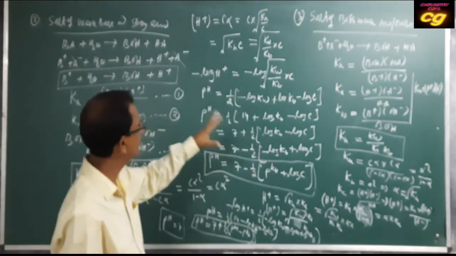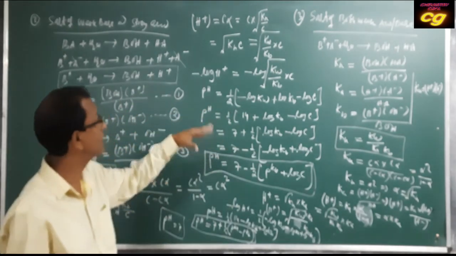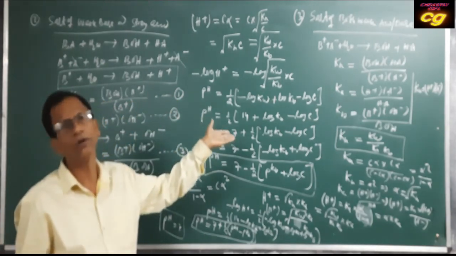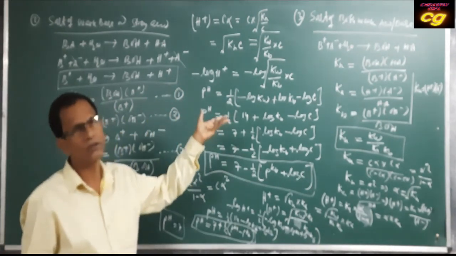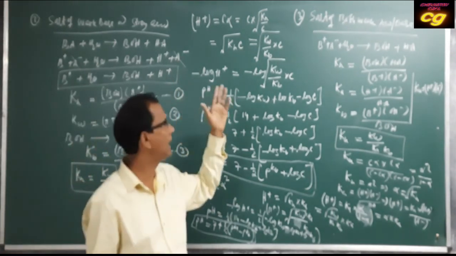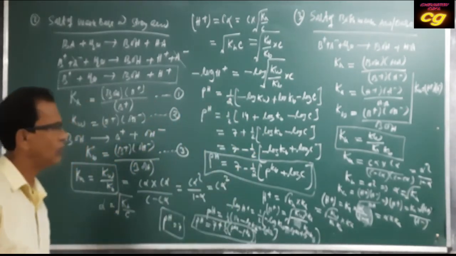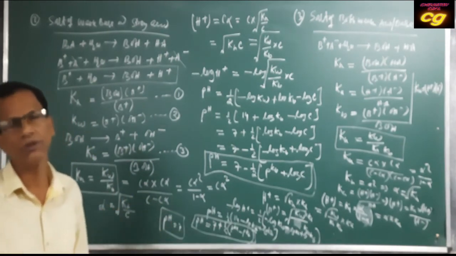So in this way, practice the numerical calculation, and the derivation is very important. The relation of Kh for weak acid and weak base, Kh value of weak acid and strong base, and weak base and strong acid. Then you can know the relation between the pH value of the salts with pKa and pKb.